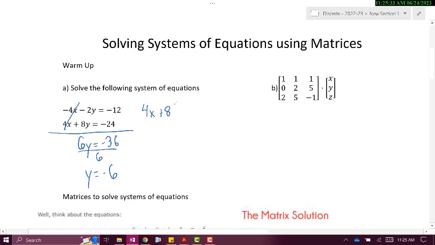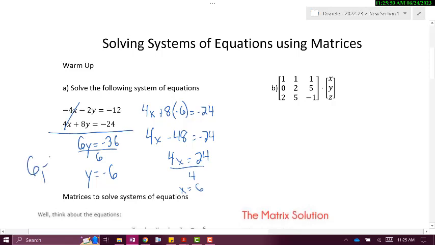4x plus 8 times negative 6 equals negative 24. That's 4x minus 48 equals negative 24. We add 48 to both sides. Divide by 4, and x equals 6. So (6, negative 6) is the ordered pair of our solution.